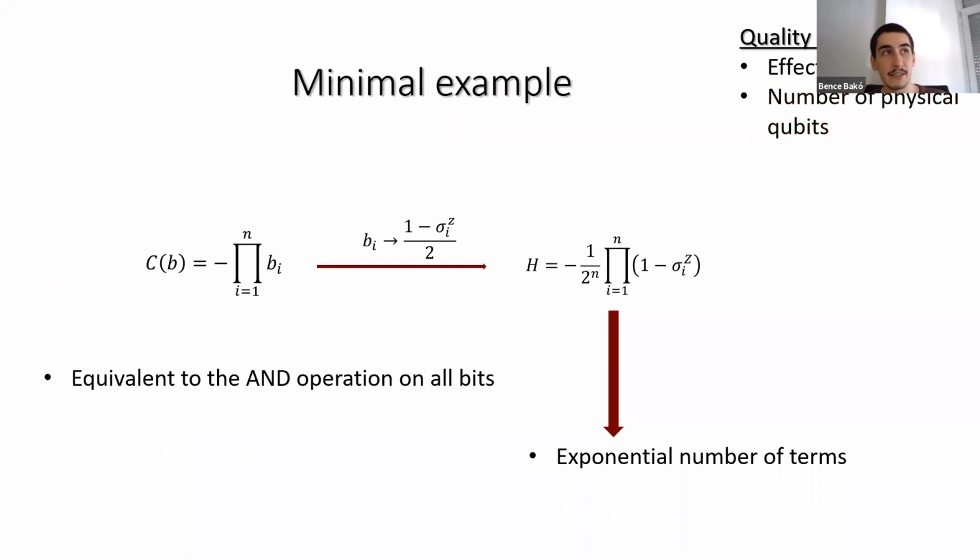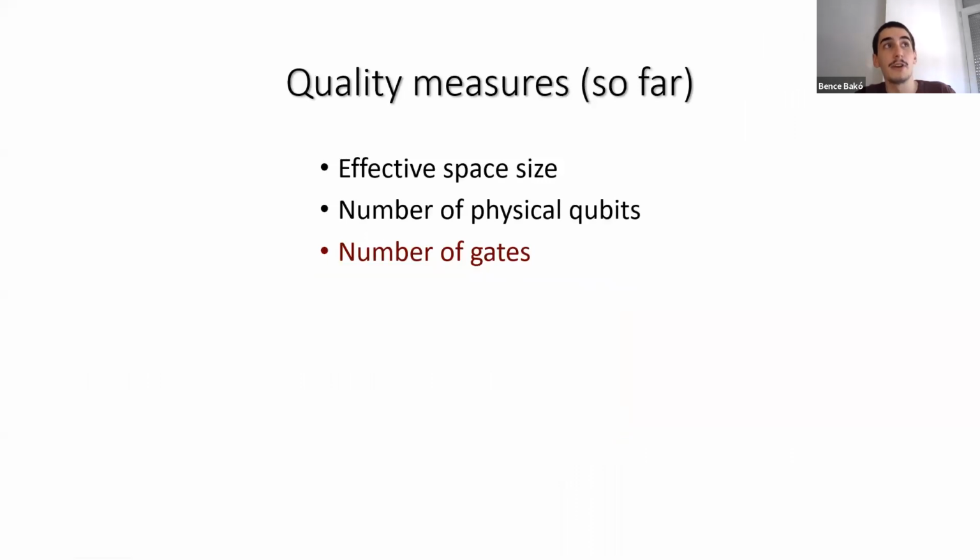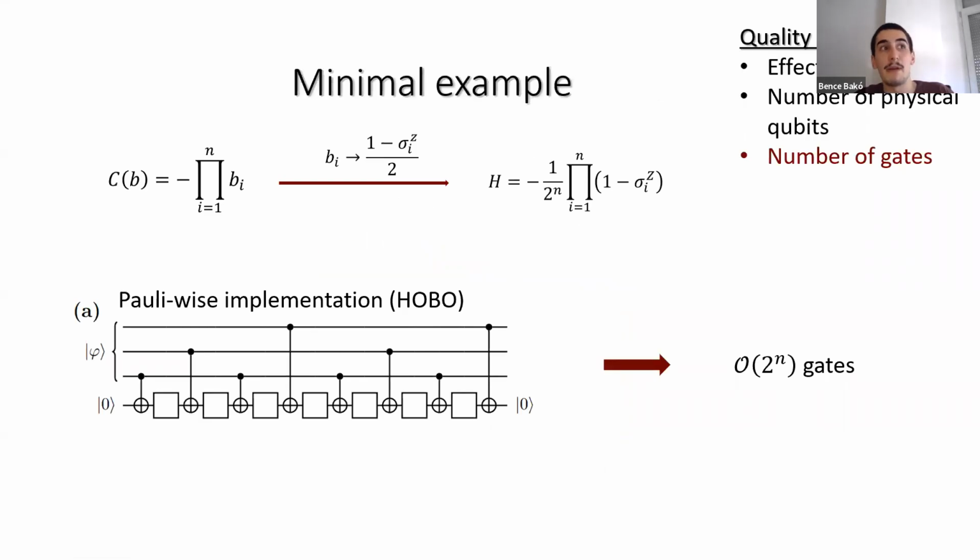Now, with this in mind, let's consider a minimal example. Let's say we have this Boolean function, which is equivalent to the AND operation over all bits. Now, if we use the usual transformation to get an Ising Hamiltonian, then we can see that the number of terms in the Hamiltonian is exponential. So for this reason, let's introduce our third quality metric, which is the number of gates. If we use this Pauli-wise implementation of HOBO, then the number of gates is also exponential.